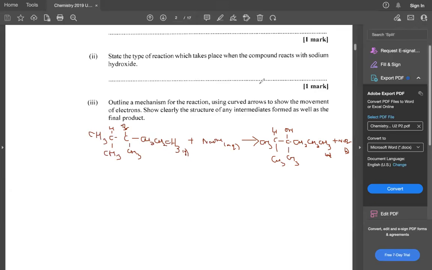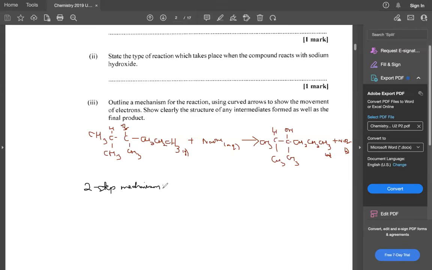So we're going to write out the mechanism now. The mechanism is nucleophilic substitution, so we're going to write that, and that's as follows. It's a 2-step process, right? Nucleophilic substitution is a 2-step mechanism.